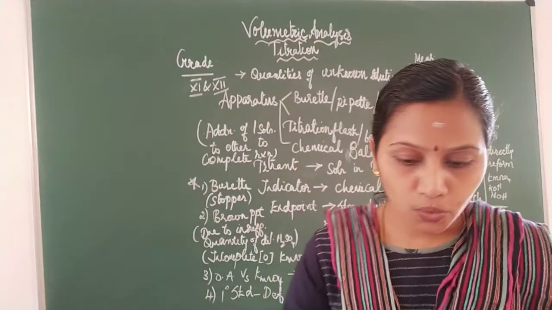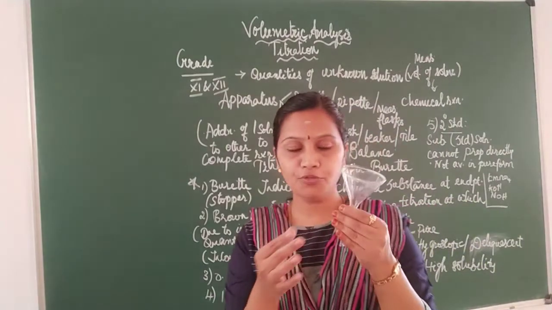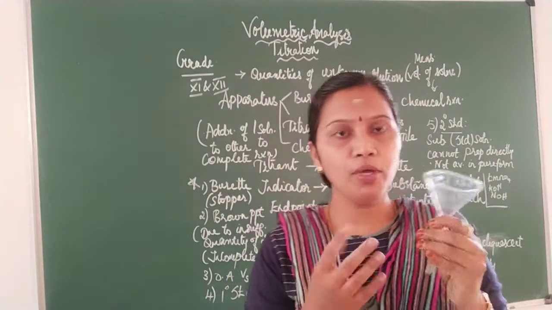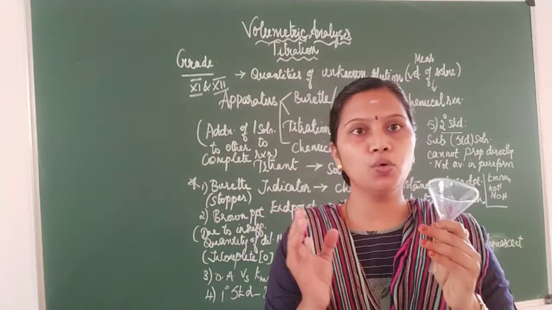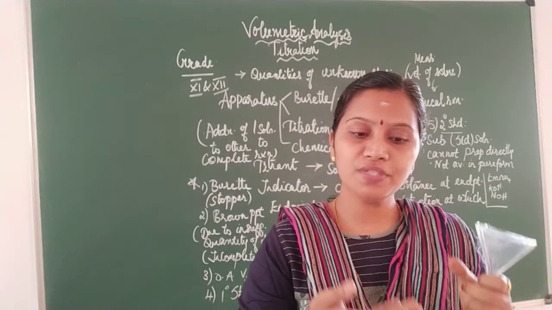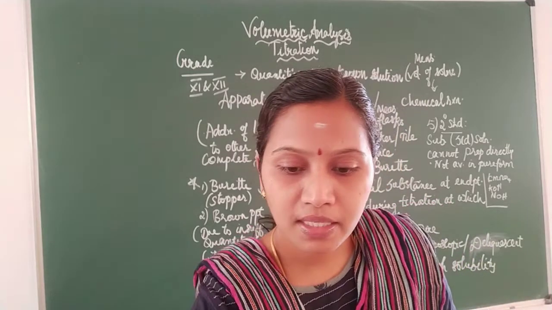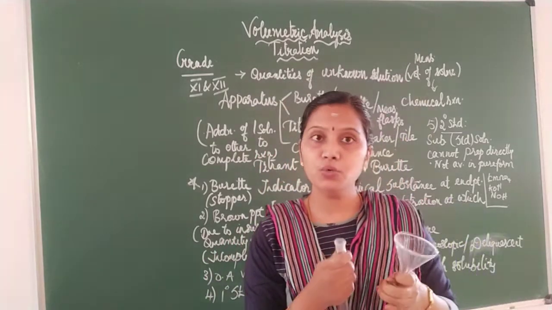Done. Okay, and the next instrument will be the funnel. See, this is a funnel. Suppose I am going to measure standard glucose solution. So what will I do? I will be taking the weight of the glucose in a balance. Then see, I will be taking the weight using a watch glass.